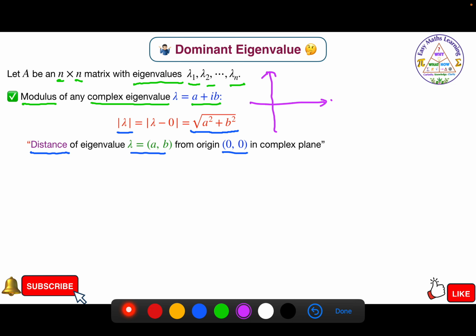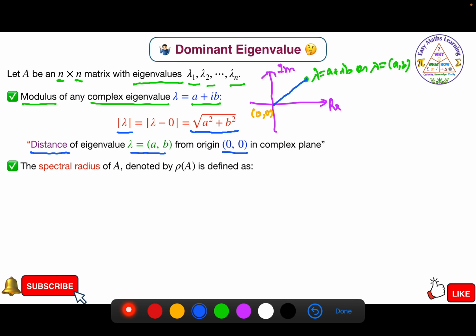Suppose this is the complex plane, a real axis, this is imaginary axis, and we denote lambda here a plus ib or lambda equal to a comma b. Then this is the 0, 0 origin. So distance of this lambda from origin, this is the modulus of lambda.